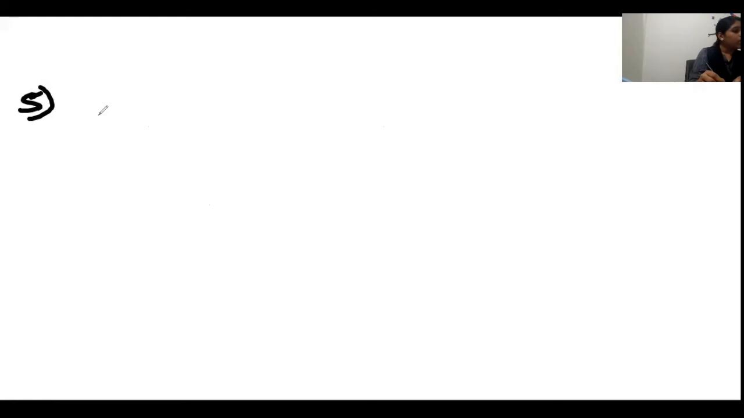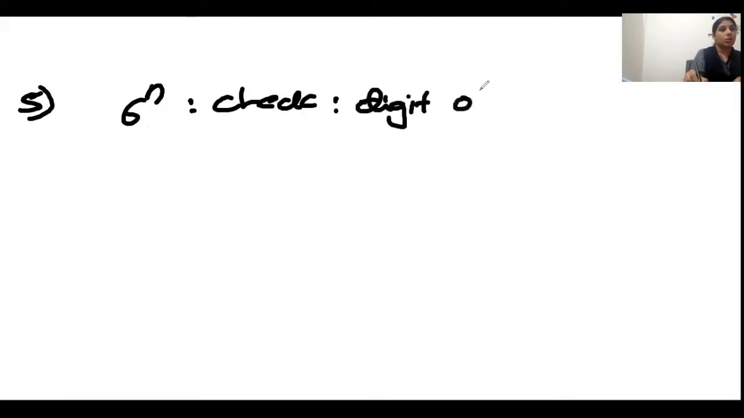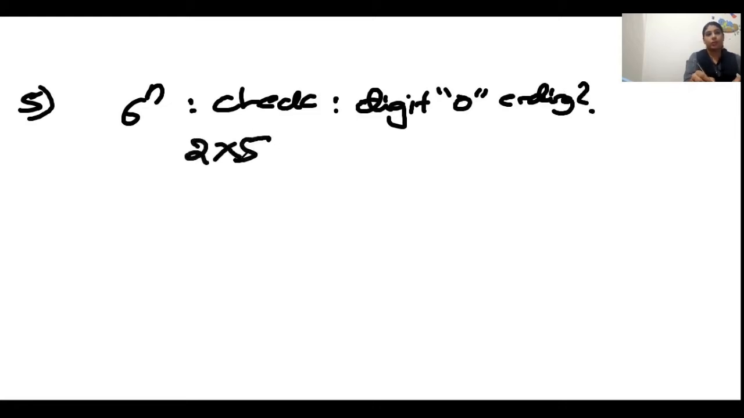You have to check whether 6 raised to n can end with the digit 0. We have to check if it is possible or not. Everybody knows that if a number should end with 0, the factors should include 2 into 5. So we have to check whether we can write 6 raised to n that way or not. You have to write the steps like this.